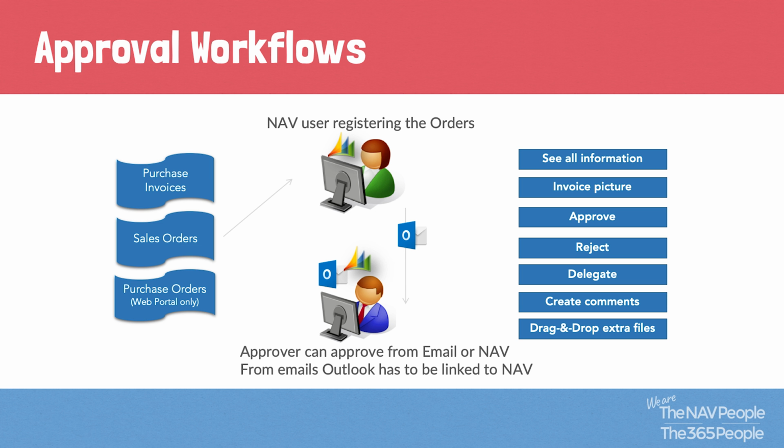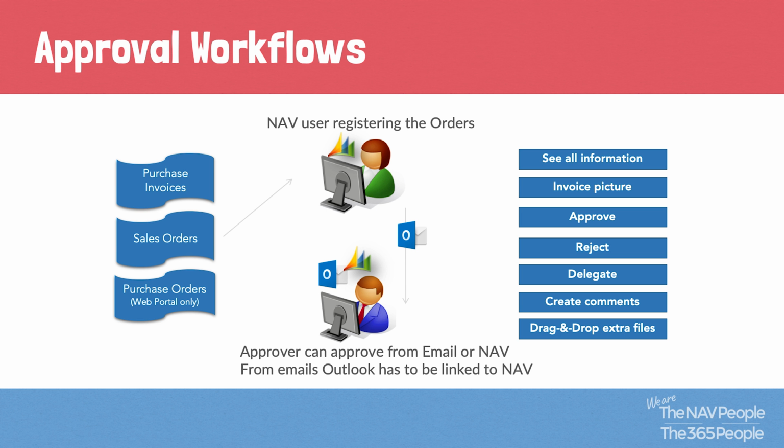Approval workflows. This is something really nice. Continia offers a web portal. We're going to see that in the presentation. You can approve purchase orders and sales orders on the web portal. Then once those documents are sent into NAV, a user has to register the orders and send them for approval. This is sent for approval and can be approved in NAV or approved by email. We're going to cover that in a bit because for approvals by email in standard Continia, Outlook has to be linked to NAV, and basically you have a link in the Outlook email, and once you click on that, it will open NAV. That means that every approver needs a Navision license.